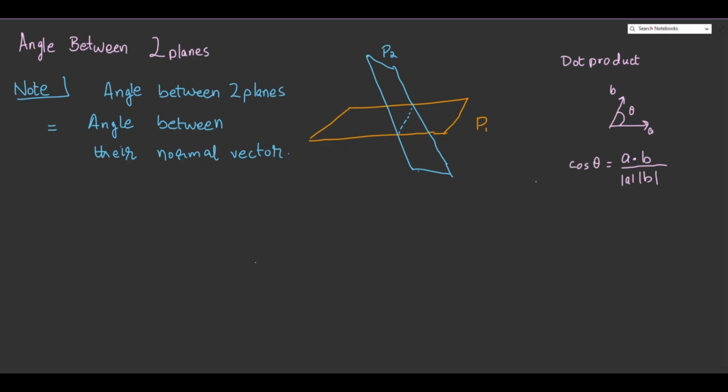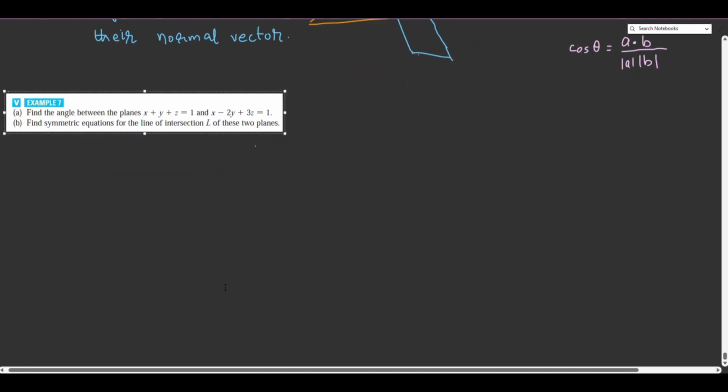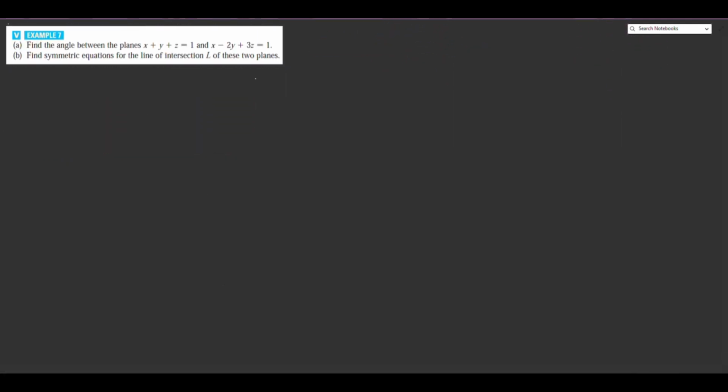Okay, so suppose that this is the plane P2 and it has a normal vector, let's say n2, and here we have the plane P1 and P1 has the normal vector, let's say n1. So the angle between these two normal vectors will be the same as the angle between the two planes. So let's solve this with the help of the following example. In this example number 7, we are given two planes and we need to find the angle between them.